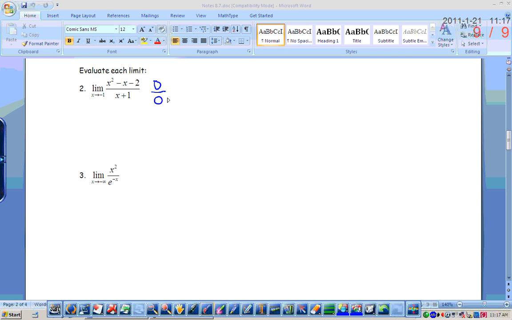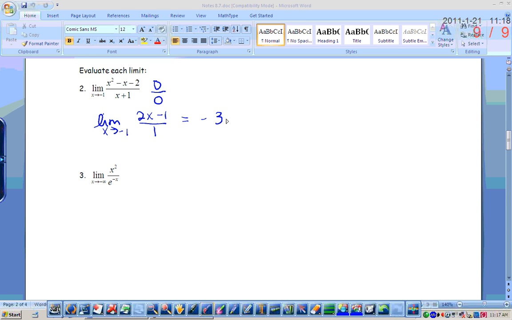And you may still be more comfortable with that, and that's fine, but now knowing L'Hopital's rule, since we know how to take derivatives, the derivative of the top is 2x minus 1, and the derivative of the bottom is 1. So as x approaches -1, I get -3, and I'm done.